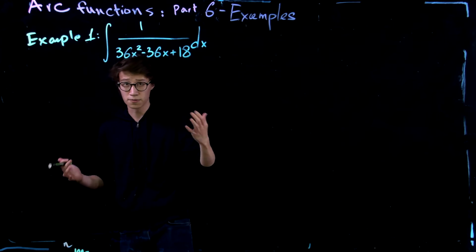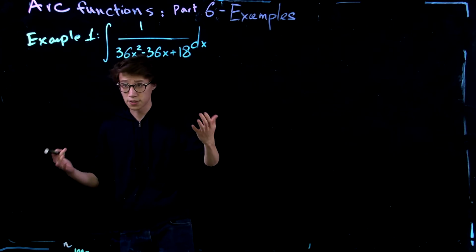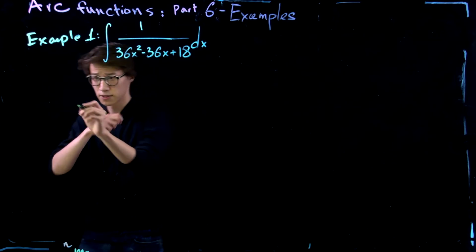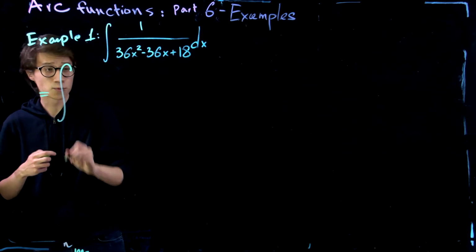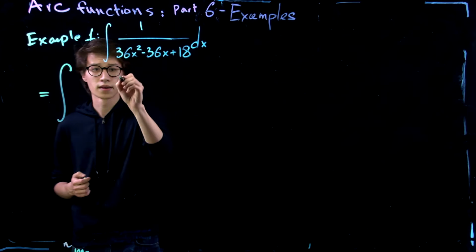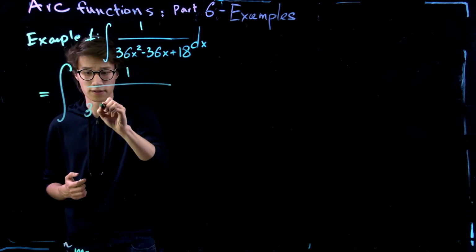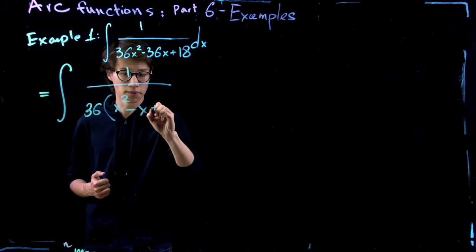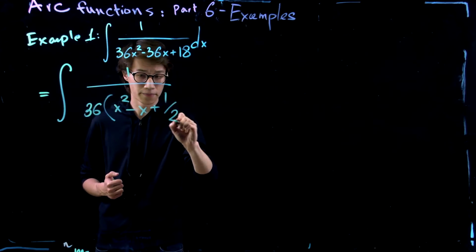therefore by factoring the first element. And for us, the first element is 36, which is the coefficient of the leading element. So the first step we do is factor out 36. This would be then 36 times x squared minus x plus a half.